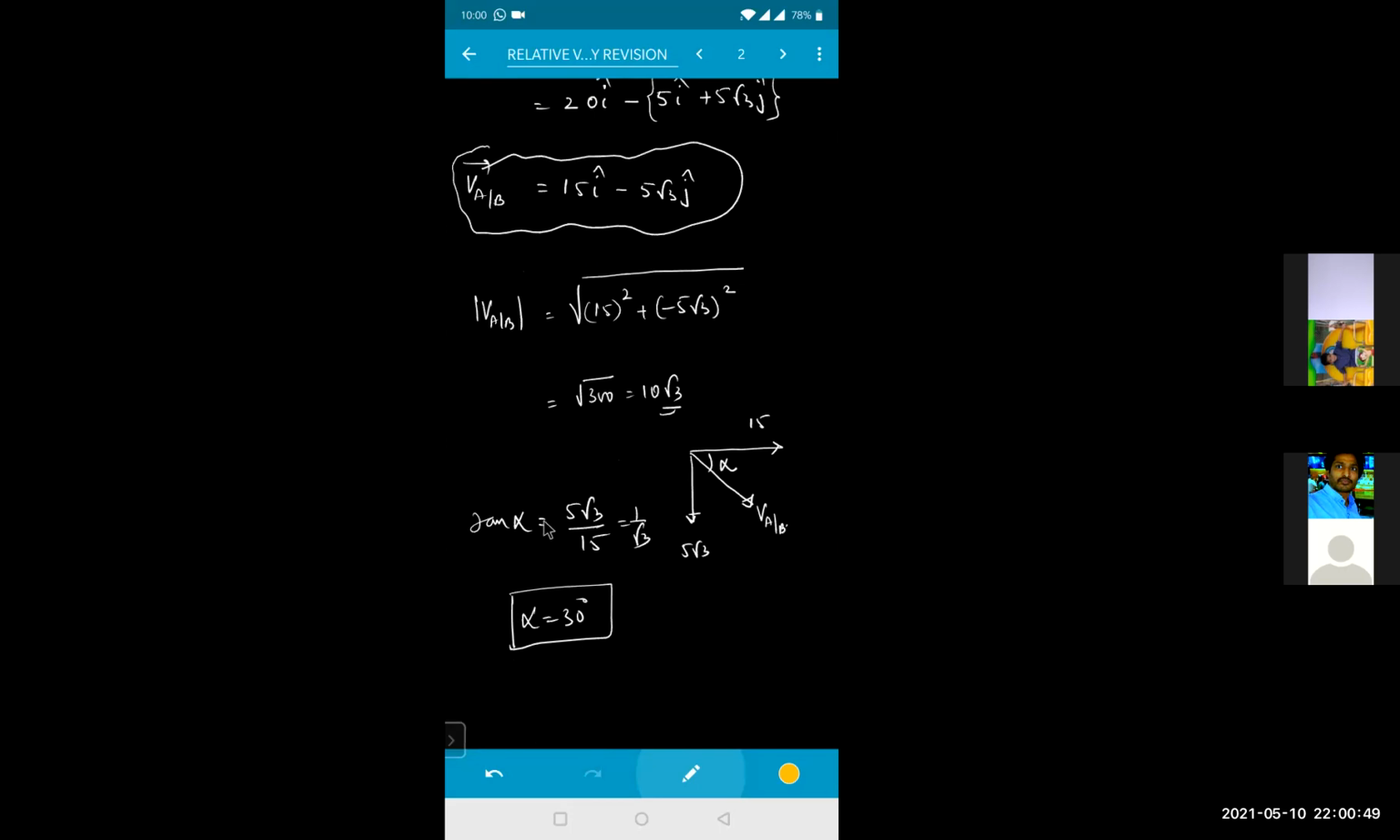Again, if I need to calculate the angle, tan alpha is equal to 5 root 3 divided by 15. So it is 1 by root 3. Tan alpha 1 by root 3 means alpha will be equal to 30 degrees. That will give me the answer.